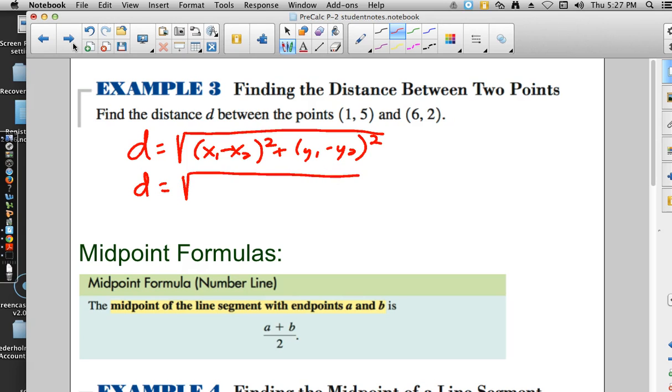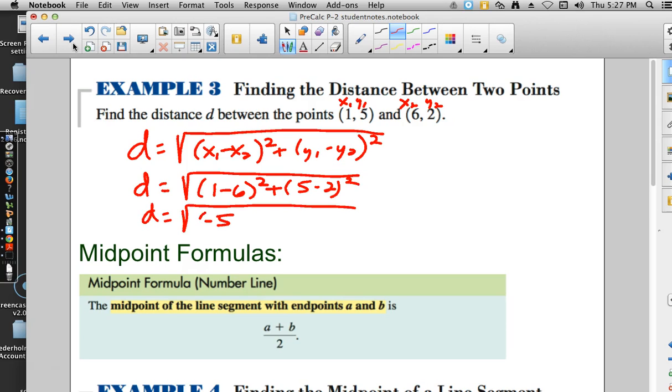Doesn't matter which one of these you make x sub 1, y sub 1, and which one you make x sub 2, y sub 2. Just do it consistently so you're not messing up. So the square root of (1 minus 6) squared plus (5 minus 2) squared. And we'd have to do the parentheses first.